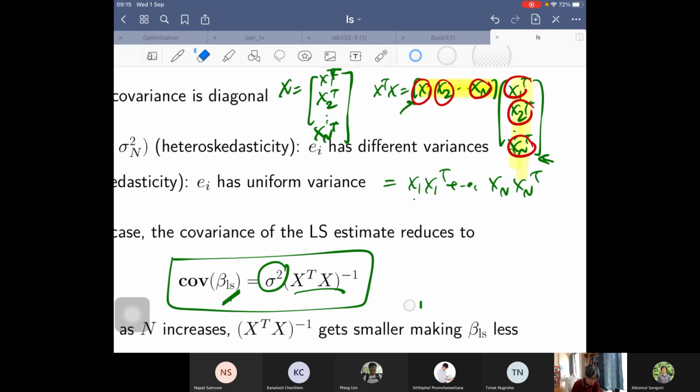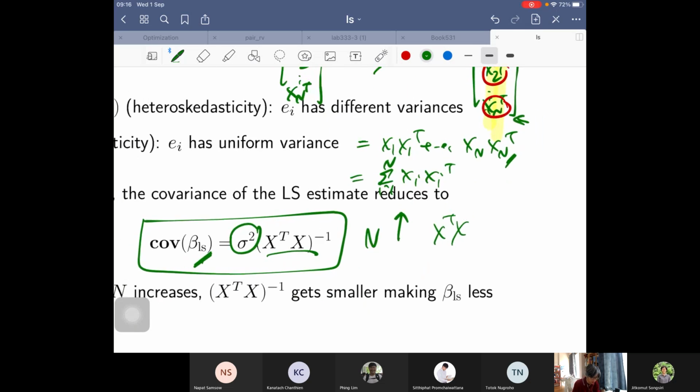Now I would like to mention that if n increases, what happens to this term? You're going to have more terms, right? In other words, I can write this as the sum of xi xi transpose, i from 1 to n. If n increases, you have more terms in the summation. Is this matrix bigger? Bigger in the sense of matrices.